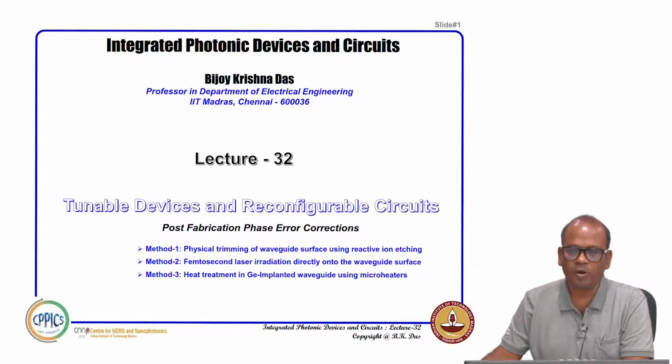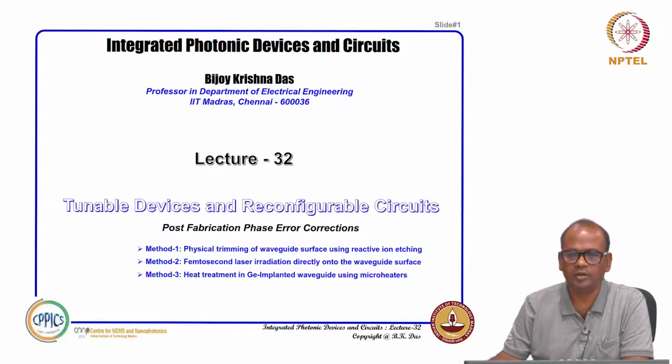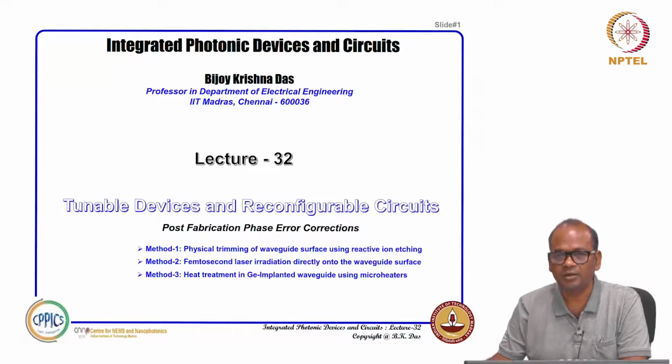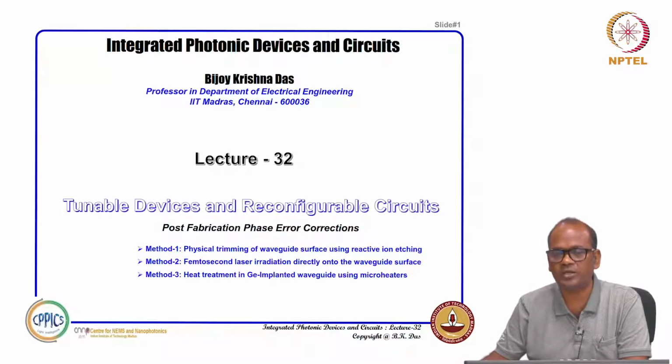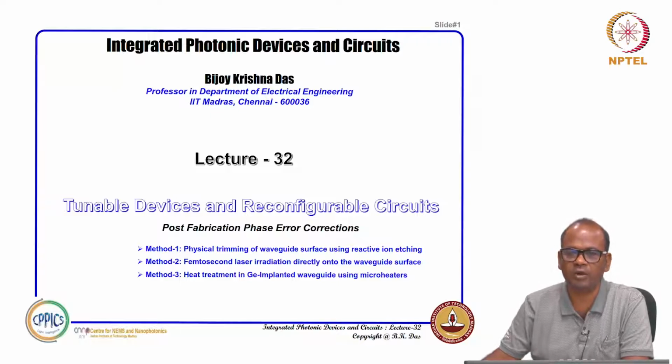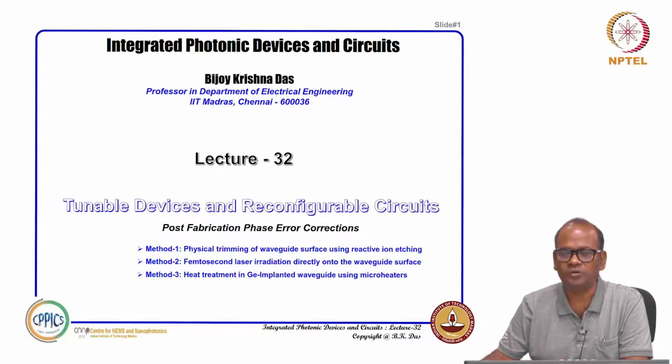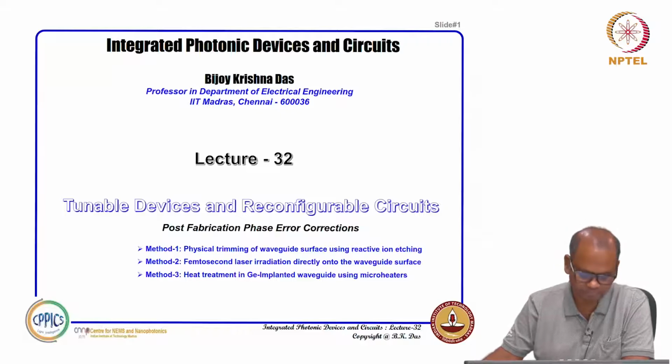So it is very important that if there is any error after fabrication, it can, if possible, be corrected, so that all the devices fabricated across the wafer are uniform. Or for any specific chip you are fabricating at lab level, if any deviation happens because of fabrication error, that should be corrected.